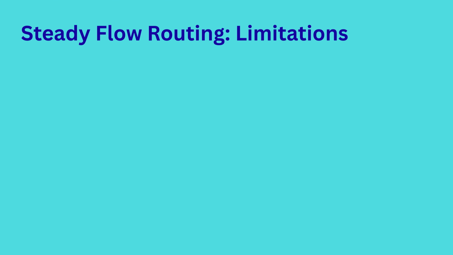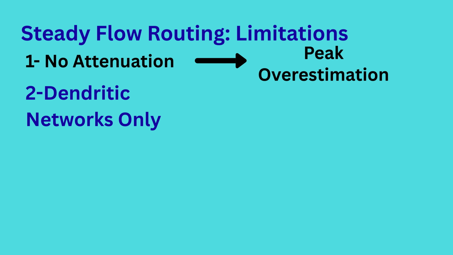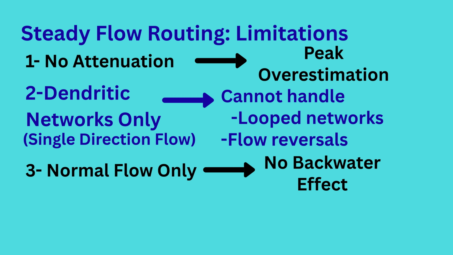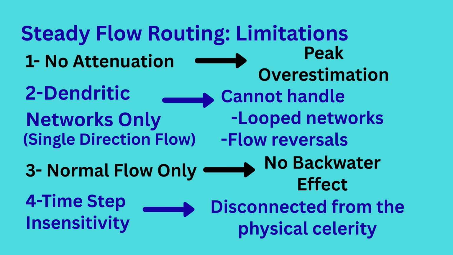The limitations of this method are as follows. First, there is no attenuation, therefore it almost always overestimates peak flows in large networks. Second, steady flow routing is theoretically valid only for dendritic or tree-like networks where flow moves in a single direction towards an outlet. It cannot handle loop networks or flow reversals because the required terms are missing from the momentum equation. Thirdly, the method assumes normal flow at all times and therefore cannot handle backwater effects. Finally, steady flow routing is largely insensitive to the time step. This makes it computationally efficient but theoretically disconnected from the physical celerity of the wave.